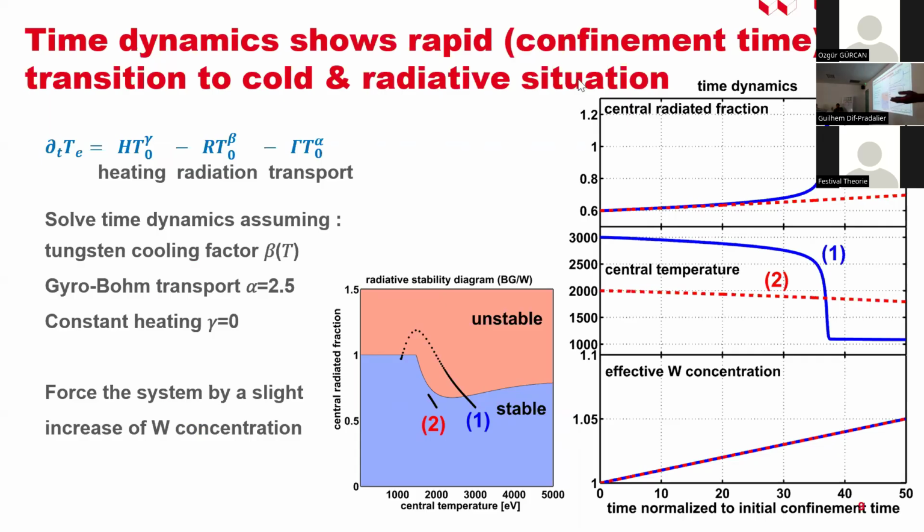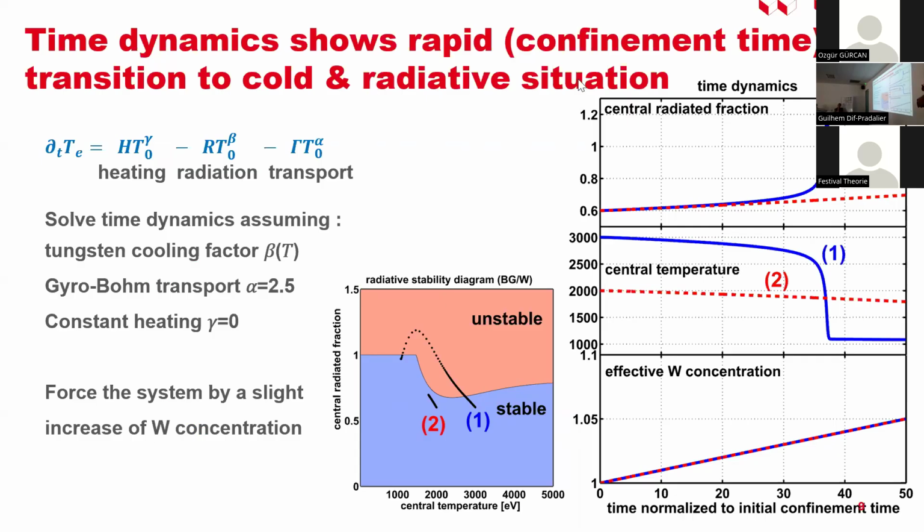But what's the dynamic of this instability? This is what I'm showing here. So I have two cases. One that is hot, about 3 keV to start with, and one that is colder at 2 keV. And they have both the same tungsten concentration, same radiative fraction in the core. And you let them evolve.